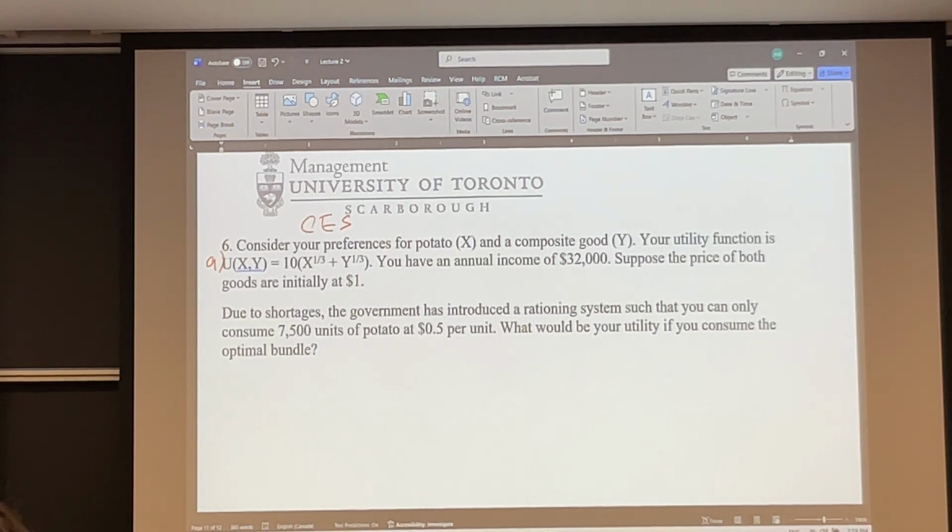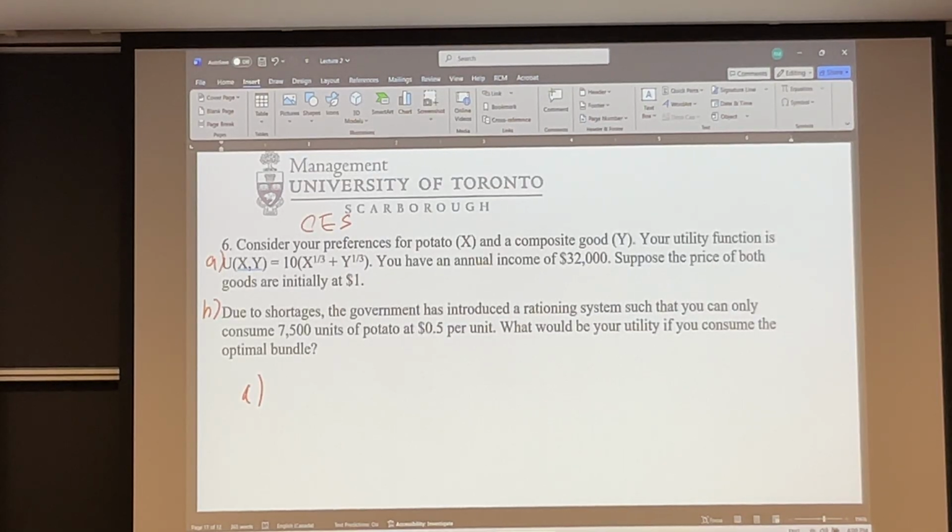You can just do it the way we did it. In part B, we introduce a kinked budget line through rationing. That may give you a corner solution. But part A is like the one we did. So I'm going to start with part A. Just solve it before the rationing, exactly the way I solved it. Just a different utility, we'll get a different MRS.